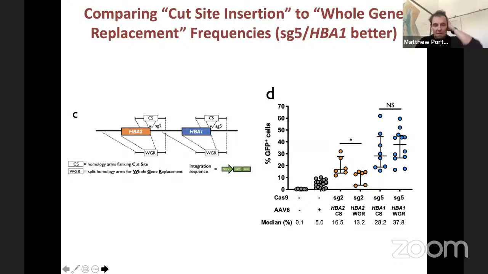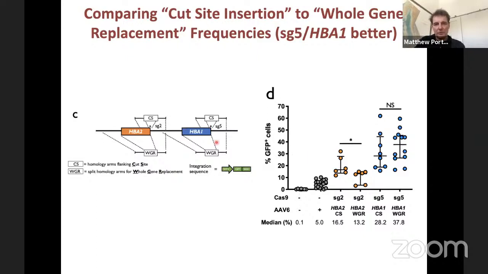So then Kyle Cromer, the postdoc in the lab who led this project, measured the frequency of what we call whole gene replacement versus cut site insertion. So inserting a gene right at the site versus replacing the entire gene next to it by making a cut at one end. And so we didn't know if whole gene replacement was going to work or not. But what you can see is if you measure the frequency of whole gene replacement versus cut site integration, at least at the alpha 1 gene using guide RNAs, whole gene replacement is at least as efficient as cut site integration.